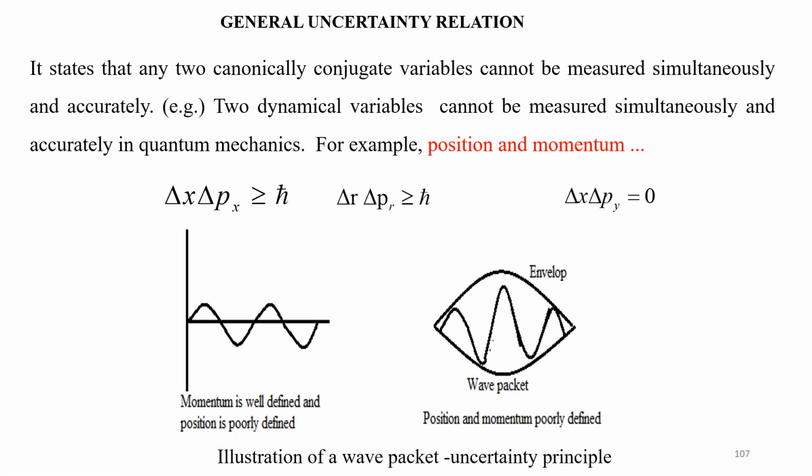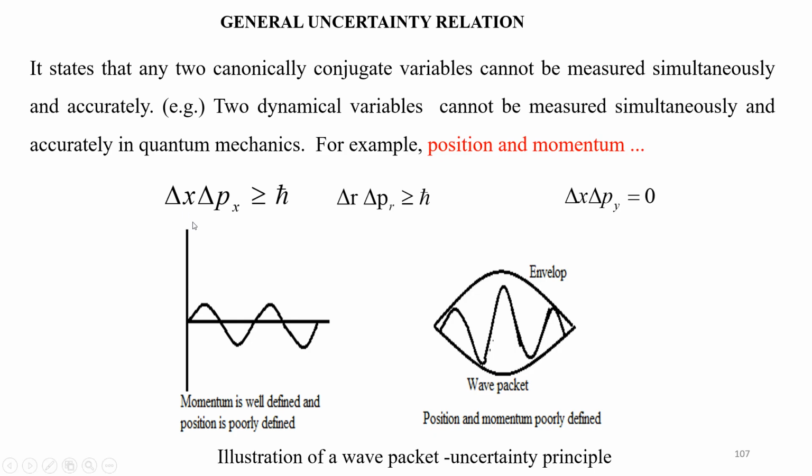Now let us learn the general uncertainty relation. We know that the uncertainty relation goes like this: del x del p_x is greater than or equal to h bar. Here we are talking about two canonically conjugate variables. Two canonically conjugate variables means they will be connected by some properties, and these two variables cannot be measured simultaneously and accurately. Here, del x stands for uncertainty in the position and del p_x stands for uncertainty in the momentum. Del x can be interpreted in terms of standard deviation. Del x is nothing but a spread.